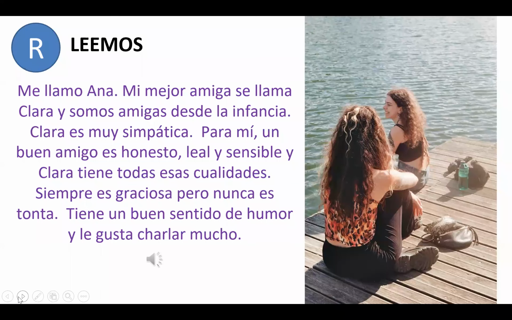Muy bien. So now let's have a little bit of a reading task. In this little reading task, we're going to be reading a little bit about people talking about their friends, their best friends they have in their lives. You'll hear some lovely personality traits in here too.